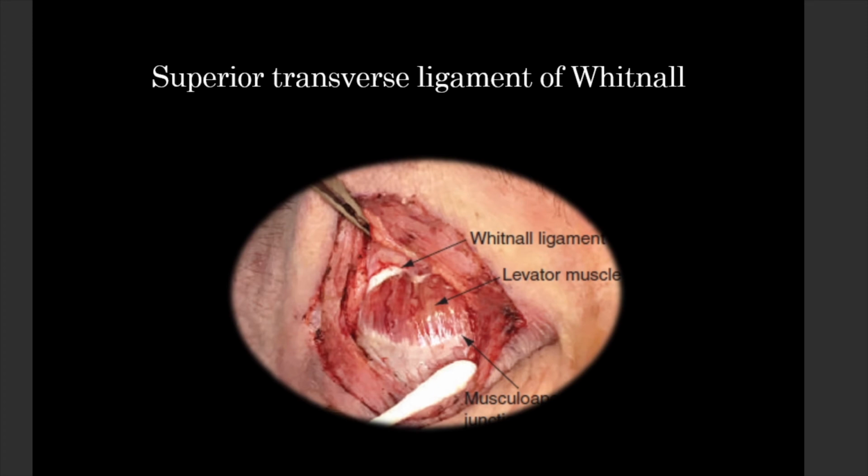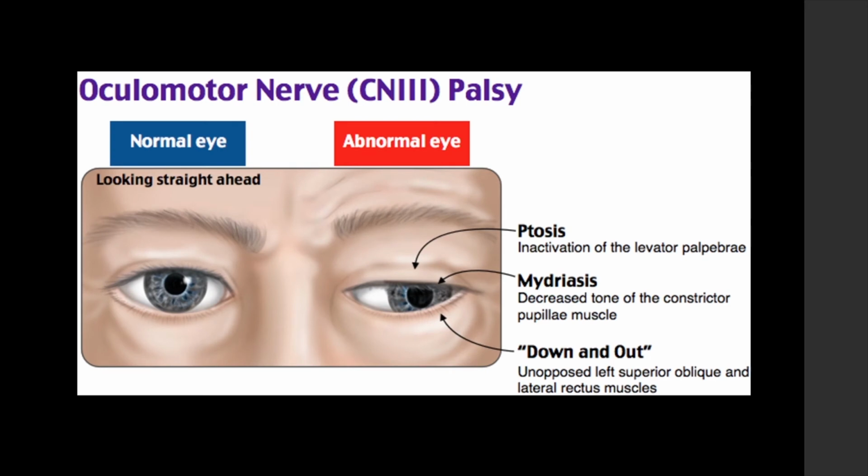So lid crease is very important. That will help you differentiate between congenital and acquired ptosis also, okay? So if there is any oculomotor nerve palsy, inactivation of the levator palpebrae occurs leading on to ptosis, and there is unopposed action of the superior oblique and the lateral rectus. So the eye will be positioned down and out, and there can be mydriasis. This is not just LPS.